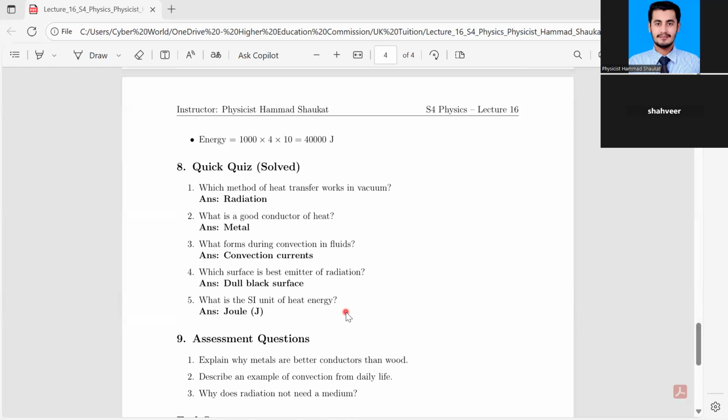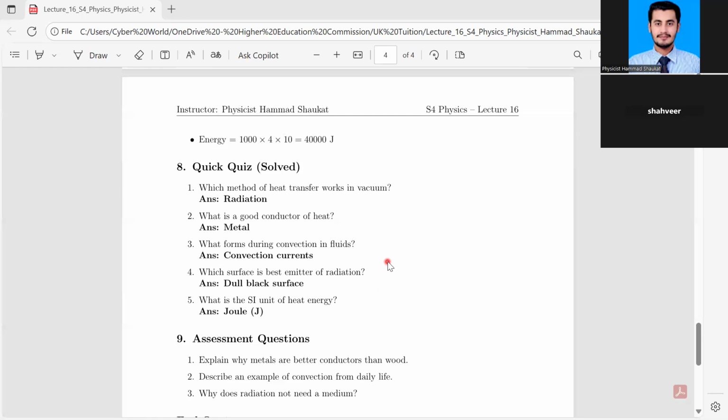Can you tell me what is a good conductor of heat, either a metal or a plastic? Metal. Okay, so metal is a conductor, and plastic is an insulator. Yes, insulator. Can you tell me the difference between conductor and insulator? A conductor has free electrons and an insulator doesn't. Wonderful.